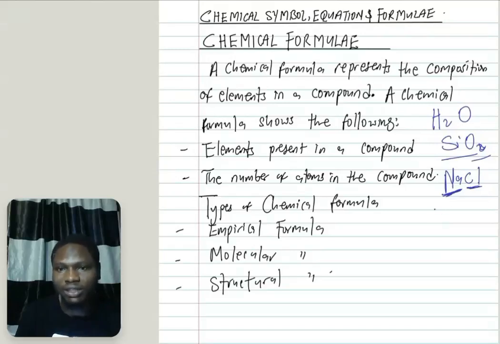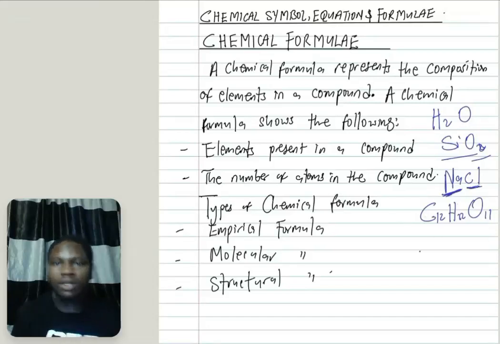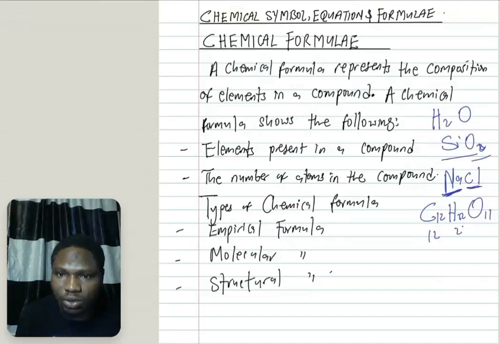Okay, let me use a common compound that you know. Let me say C12H22O11. This is a sugar. Now, can you tell me the number of atoms of carbon in this compound? 12. Hydrogen 22, oxygen 11. So that's what a chemical formula does.